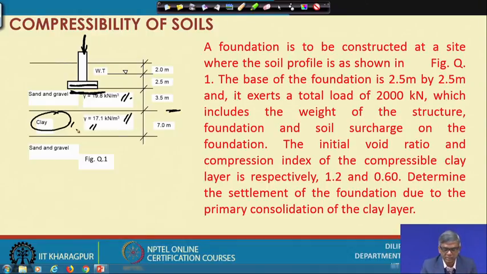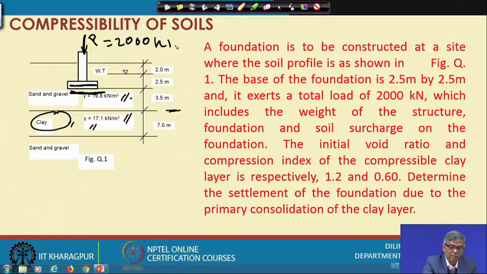So, this is the problem. Once again I read the problem. The foundation is to be constructed at a site where the soil profile is as shown in the figure, and the base of the foundation is 2.5 meter by 2.5 meter. This is the dimension of the footing, 2.5 by 2.5, and it exerts a total load of 200 kilonewton. So, that means P is equal to 200 kilonewton.